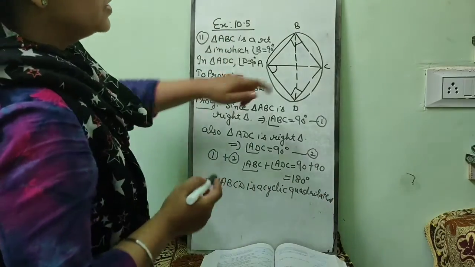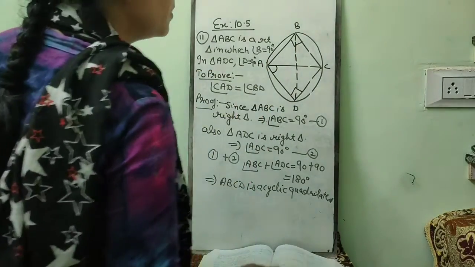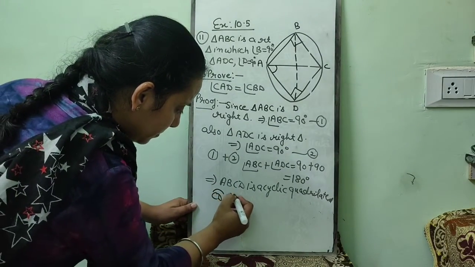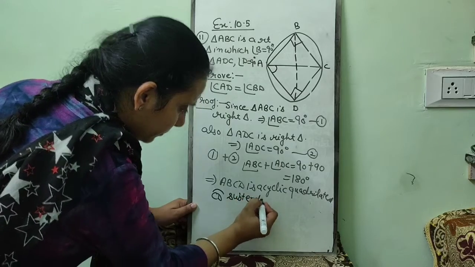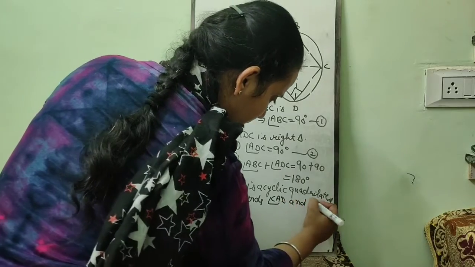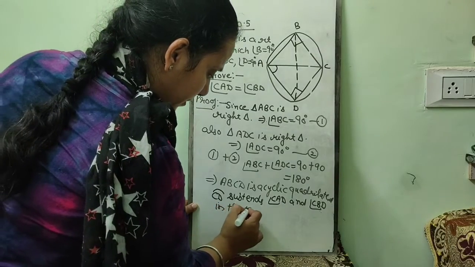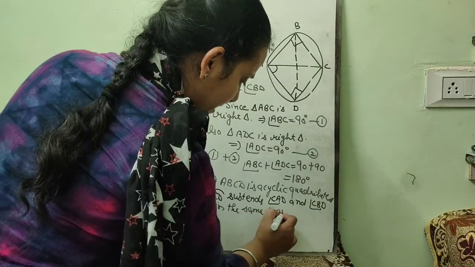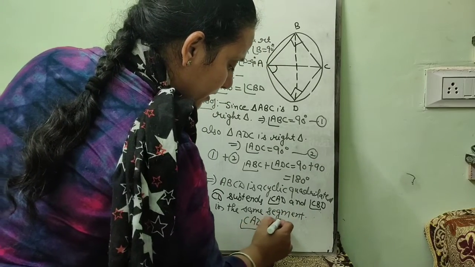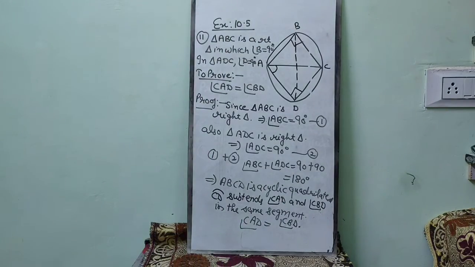See, this angle CBD and angle CAD, these are angles in the same segment, so these will be equal. Arc CD subtends angle CAD and angle CBD in the same segment. If these angles are in the same segment, it means these will be equal. CAD is equal to CBD. Clear? Give a 1 minute review to this sum thoroughly.